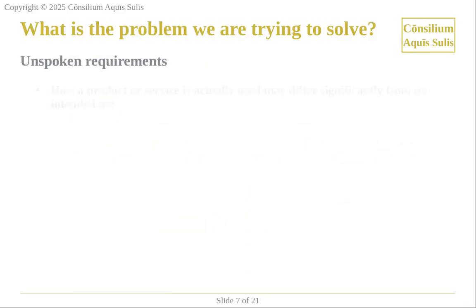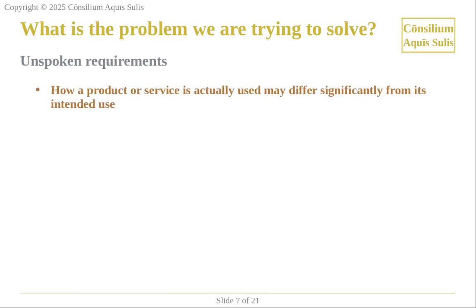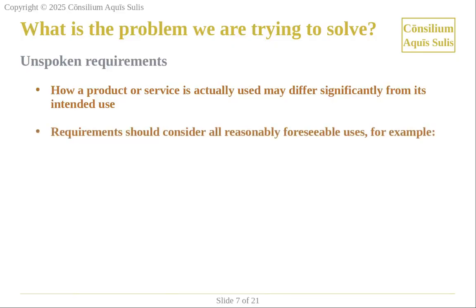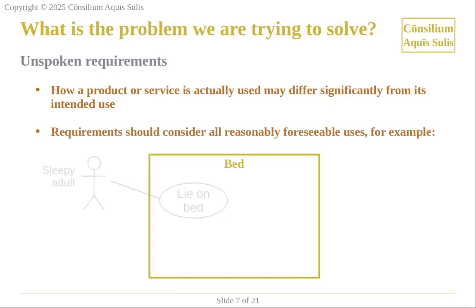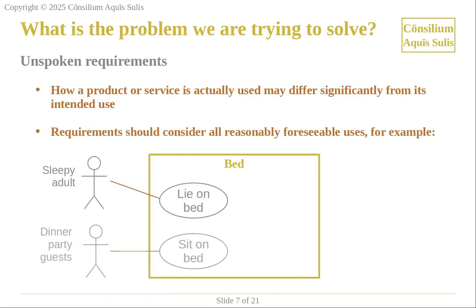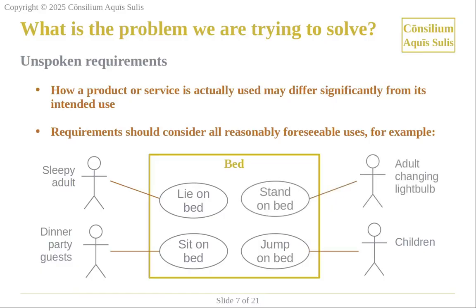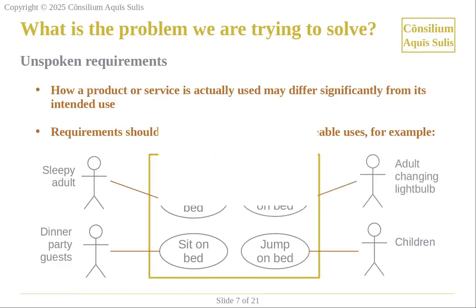How a product or service is actually used may differ significantly from its intended use. Requirements should consider all reasonably foreseeable uses. For example, the intended use of a bed is for a sleepy adult to lie on it. However, it may have many more actual uses. Dinner party guests may sit on it, children may jump on it, an adult may stand on it whilst changing a light bulb.